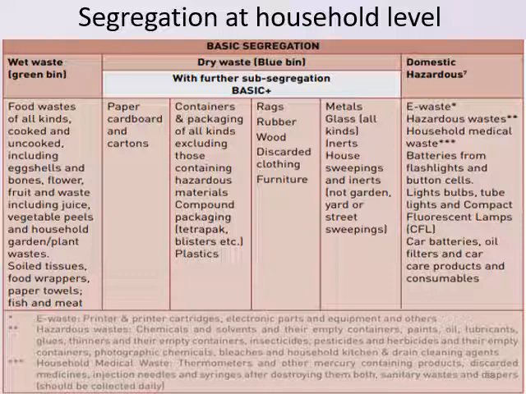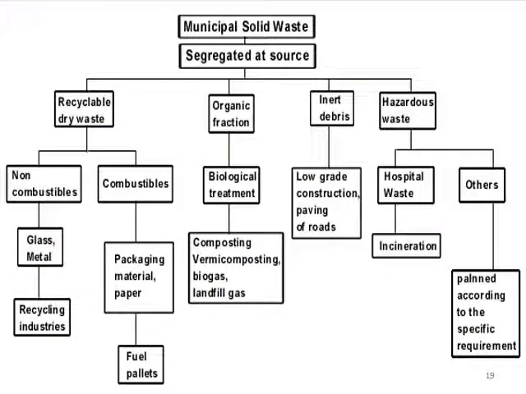And further, e-waste, hazardous waste, and household medical waste should be separated at household levels. So here is a flowchart diagram. Municipal solid waste should be segregated at source: recyclable dry waste, which may be combustible or non-combustible. The organic fraction going for biological treatment should first be composted.